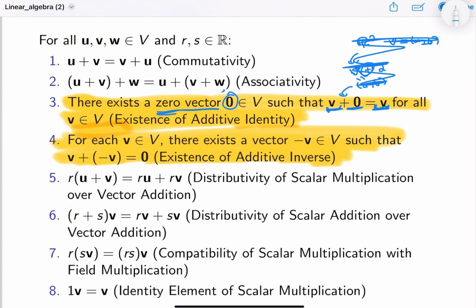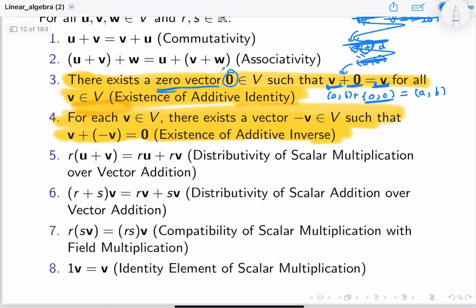For example, in R2, we said that the vector (0, 0) is the 0 in R2, because if you add any other vector (a, b) to it, you get the first plus the first, which is still a, and b plus the second, which is still b. So you get the same vector, and that's why (0, 0) is the zero vector in R2, if we define the operations element-wise.